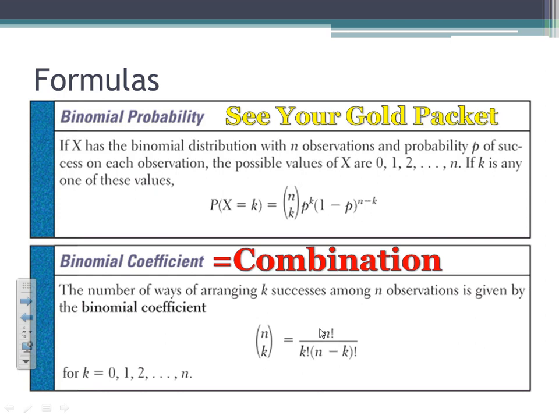If we're interested in the probability that you get 7 questions correct on a 10-question multiple choice quiz, we don't really care which 7 you get correct, just that you get 7 correct. That's where the combination part comes into play, and that's a very important part of this binomial probability formula.